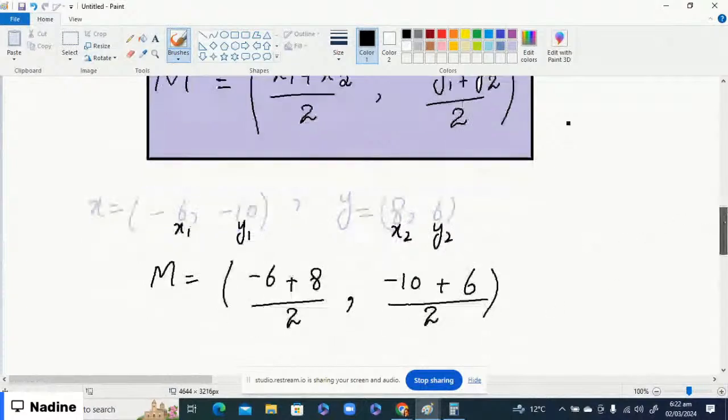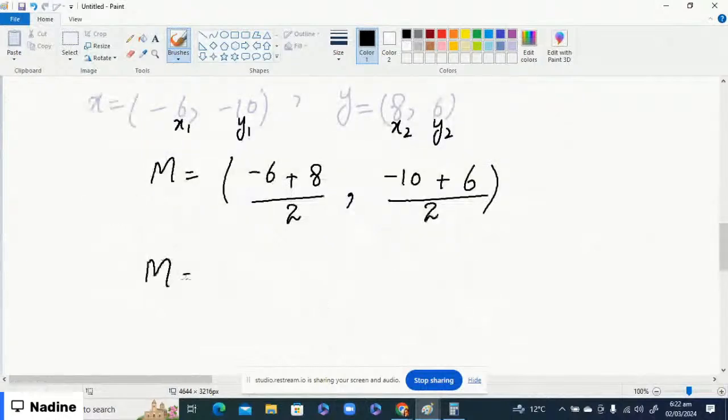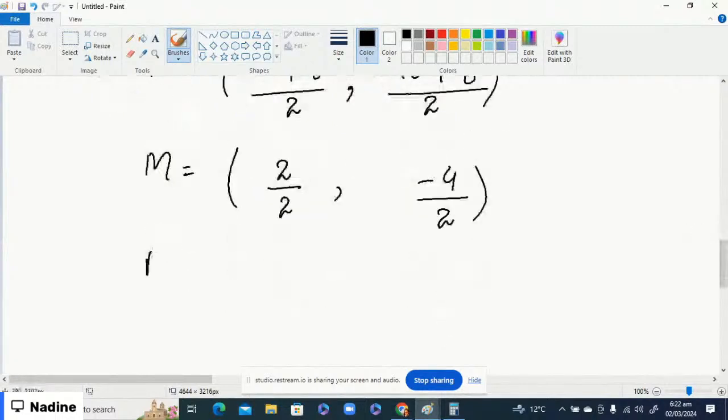Okay, now let's add up. -6 plus 8, what is the answer? -6 plus 8 is left is 2. 2 over 2. Then -10 plus 6 is -4 over 2. Okay, so what's the answer? M is equals to 2 and 2 is cancelled, only 1 is left. 2 times 1 is 2, 2 times 4, this is -2. This is the midpoint of these two.